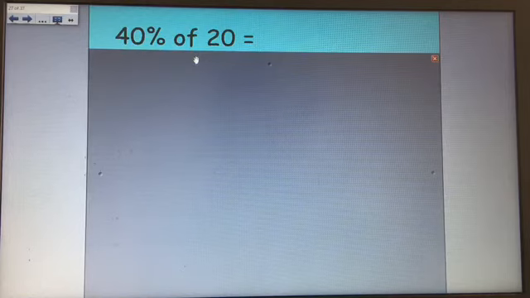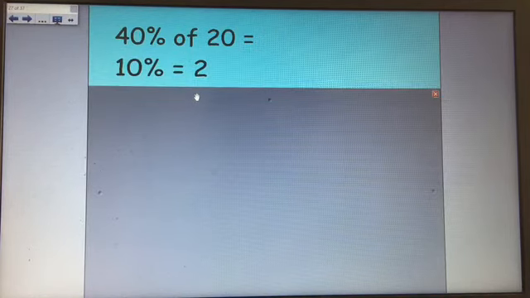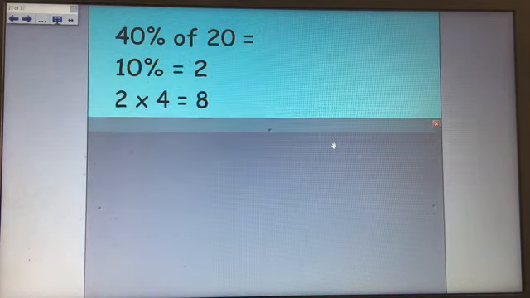Just a reminder, to find 10%, you divide by 10. So 10% is 2. We don't want 10%, we want 40%. So I'm going to multiply that 10% by 4 to make 40%, or I could do a column addition with 4 lots of 10%, and still get the same answer, which should be 8.